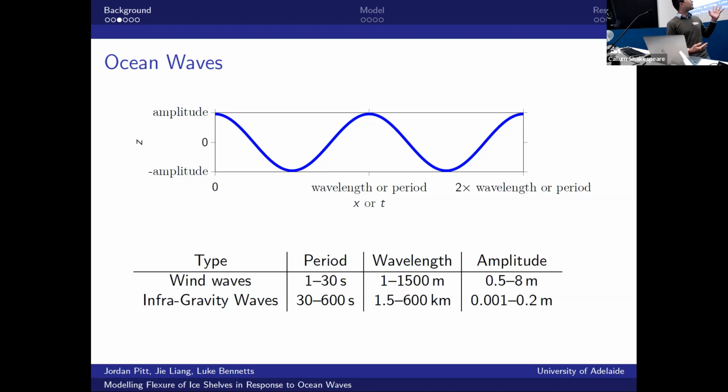Then there's another type of wave, infragravity waves, which are caused by the interaction of wind waves with coastlines. They're much longer waves. Their periods are 30 to 600 seconds, and their wavelengths are correspondingly on the order of kilometers up to hundreds of kilometers. So they're huge. Fortunately for us, their amplitudes are much smaller, from 1 millimeter to 20 centimeters. So think about the two classifications as short waves being our wind waves today, and long waves being our infragravity waves.